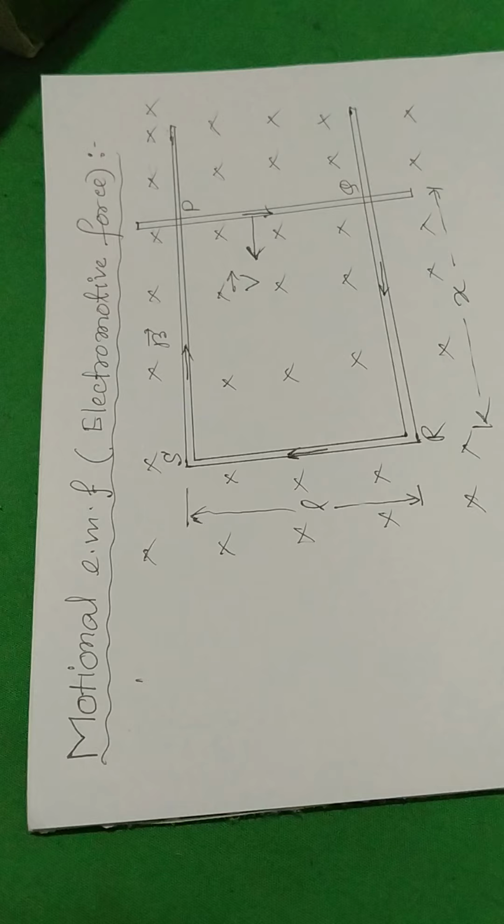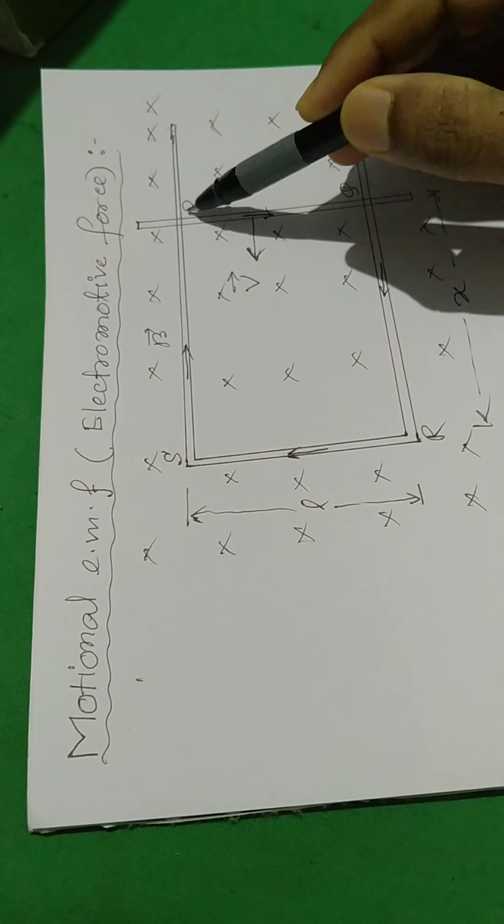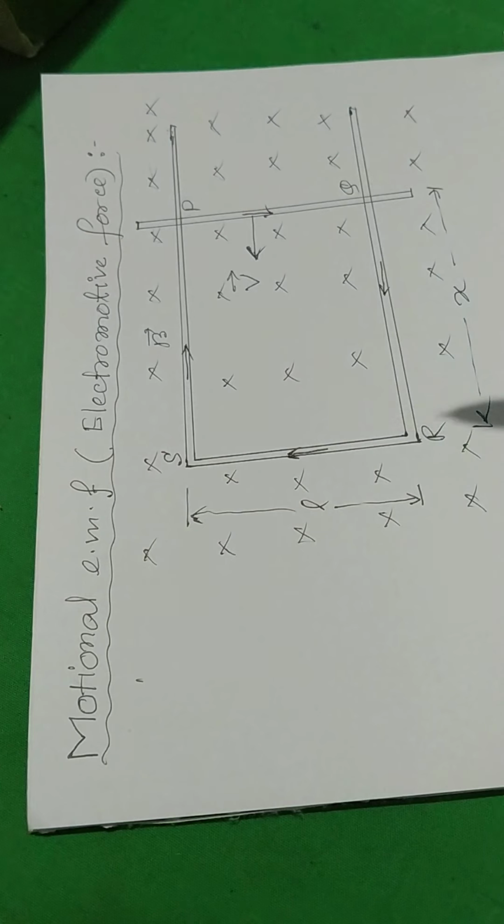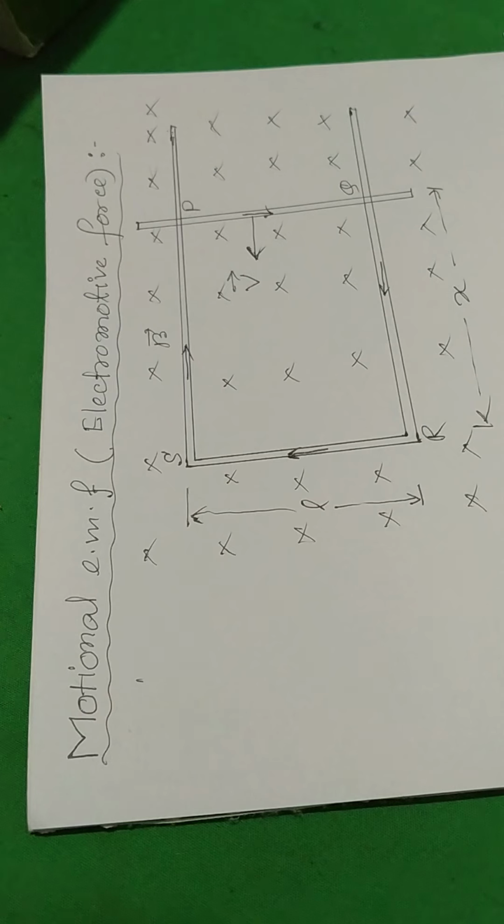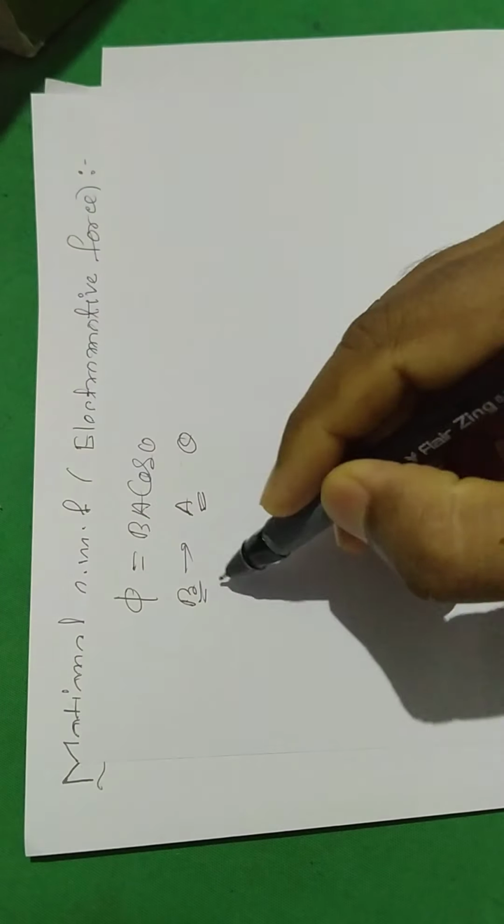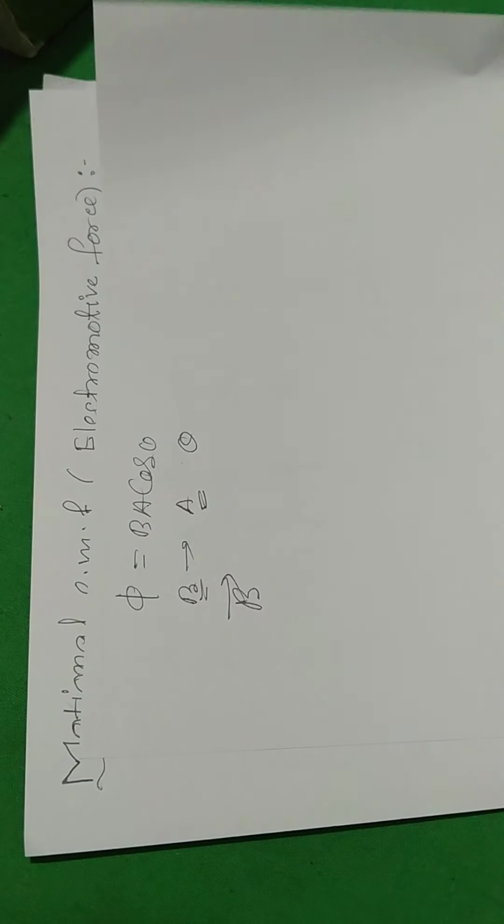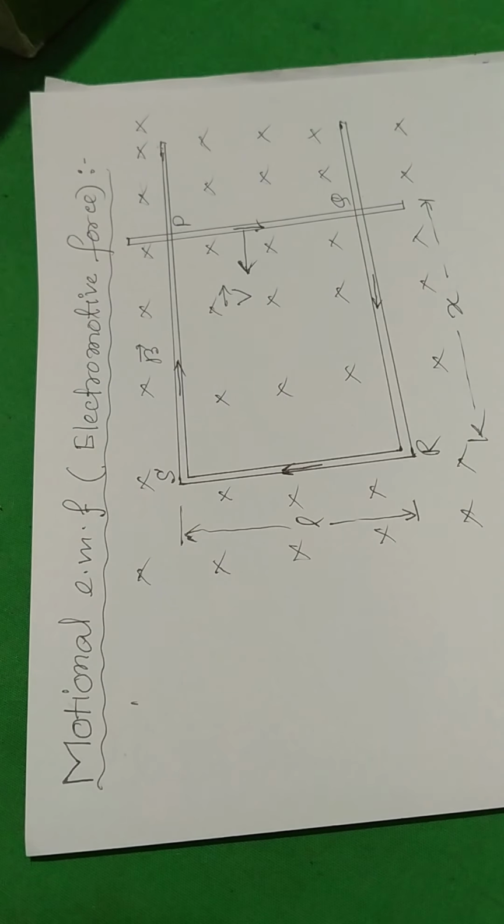Now you see the diagram. PQRS is a rectangular conductor in which the conductor PQ is free to move without friction on this frame. This arrangement is placed in a magnetic field B vector, which is perpendicular to the plane of the conducting frame.